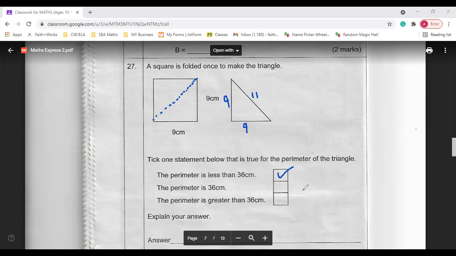All right, the triangle is definitely going to be less than 36 centimeters. The triangle has two sides of the square and a diagonal, which is going to be less than the sum of the other two sides. All right. Good. Let's go on to the next one.